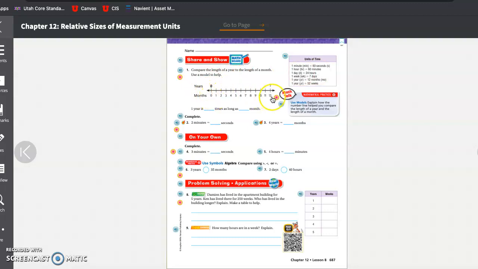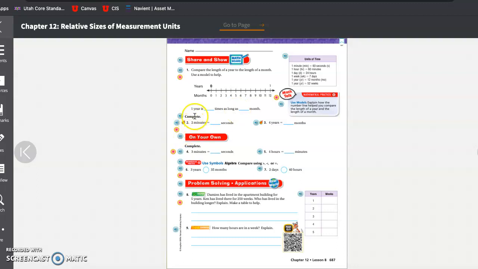So how many months are in 1 year? Well, it tells us right here. 0 to 1 year is 0 to 12 months, okay? So then that tells us that what? 1 year is 12 times as long as 1 month. So there's your comparison statement.